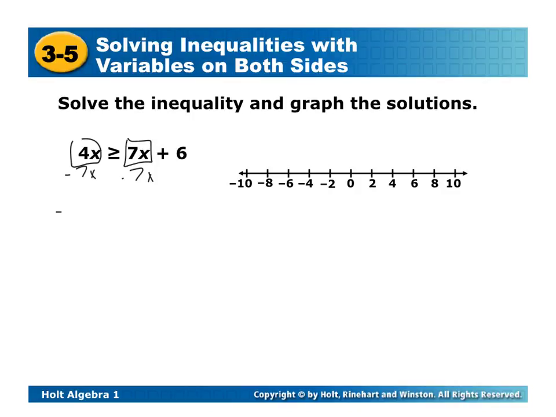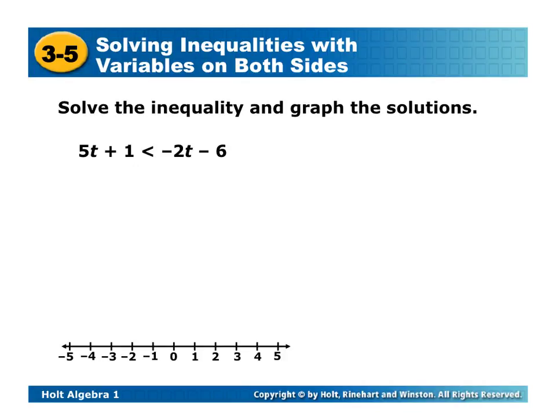4x minus 7x is going to give us negative 3x. It's greater than or equal to positive 6. I'm going to divide both sides by negative 3. So x is going to be compared to negative 2, but because I divided by that negative, I'm going to go ahead and change my sign around. So now x is less than or equal to negative 2. Closed circle. x is less than, so it should go to the left.